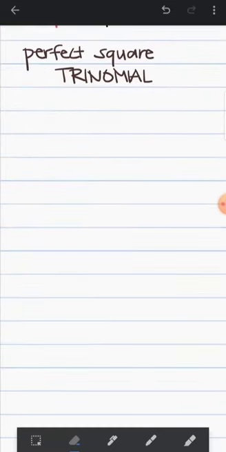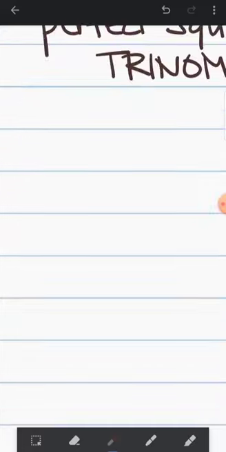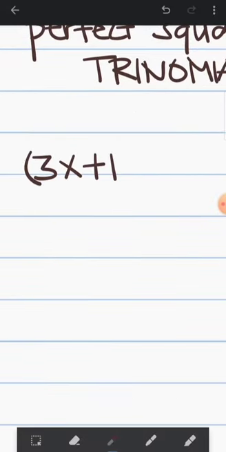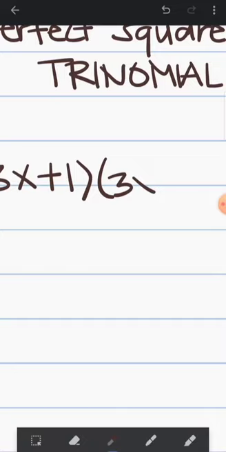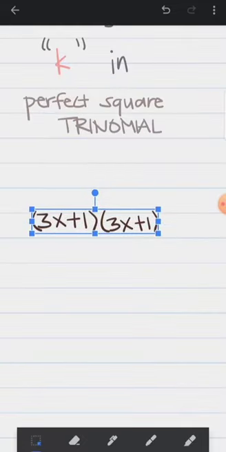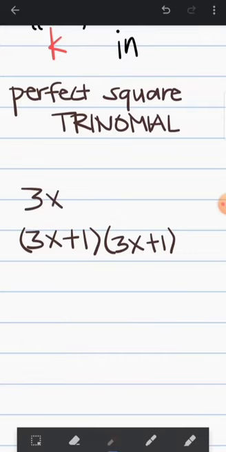So now, what is a perfect square trinomial? In order to understand that, let's create it. Suppose we have 3x plus 1, times 3x plus 1, or that's the same as saying 3x plus 1 squared.